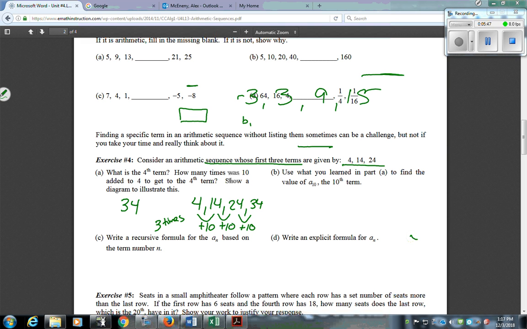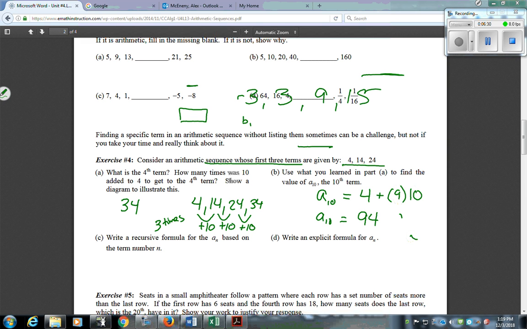Now they want us to use what we learned in part A to find the 10th term. So to get the fourth term, we added 10 3 times, which would be 3 times 10. To get the 10th term, we've added 10 9 times, which would be 9 times 10. So the 10th term is the first term, which is 4, plus, again, 9 tens. So the 10th term for this is going to be 94.